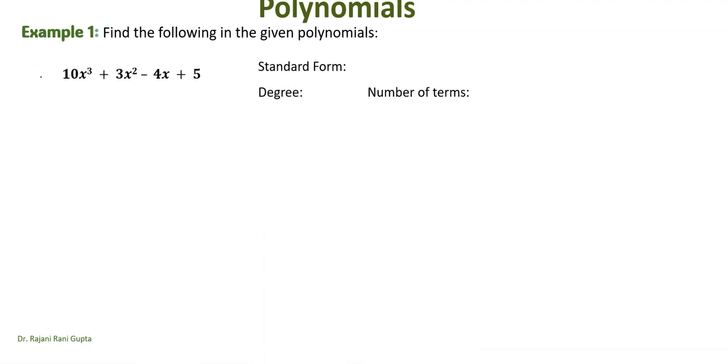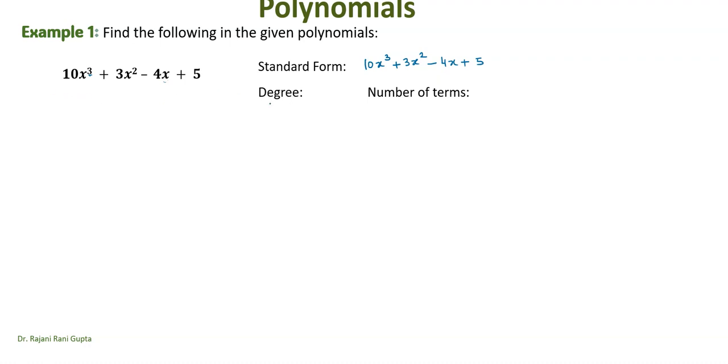Suppose you have this polynomial. You are asked to write it in standard form, find its degree and how many terms there are. Standard form says that we start with the highest degree first. You see the highest degree is 3, so this term should be first. Then the second is 2, so 3x^2. Then x, so it is minus 4x, and then plus 5. So the standard form of this polynomial is the same. The polynomial is already in standard form.